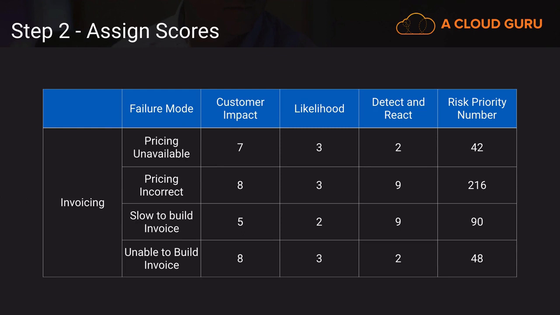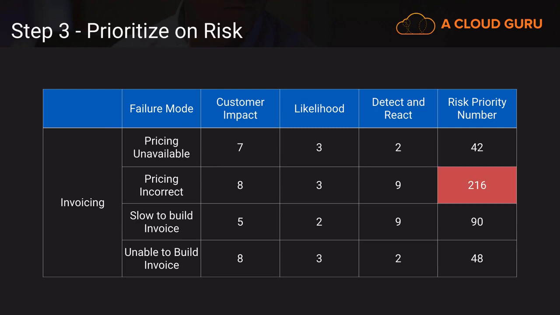So in this case, a higher number is worse. A lower number is less. For this case, in pricing unavailable, the customer impact's pretty high at a 7, but the likelihood is on the lower side. And because we already have controls in place, we can pretty easily detect that. So that comes to a risk priority number of 42.